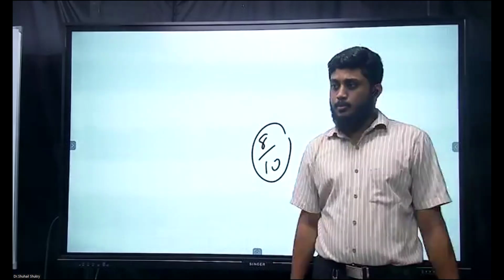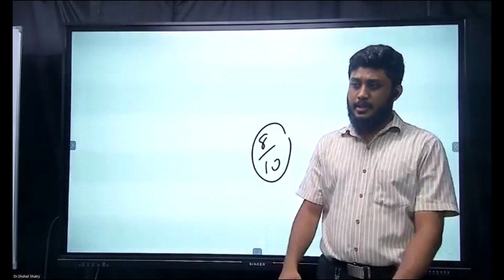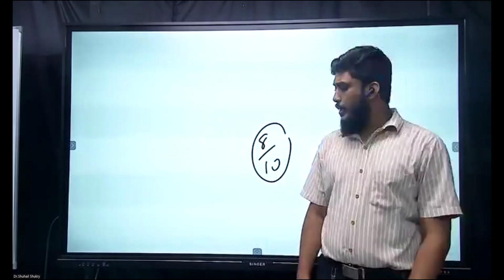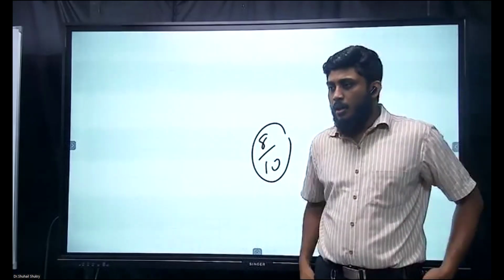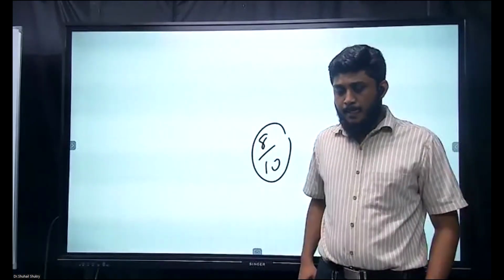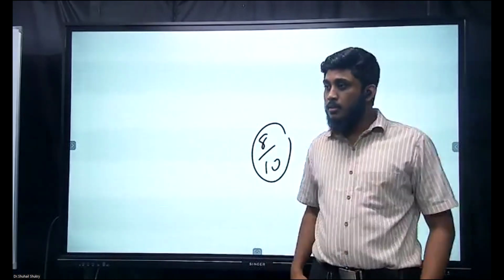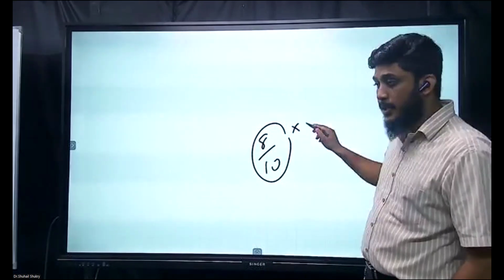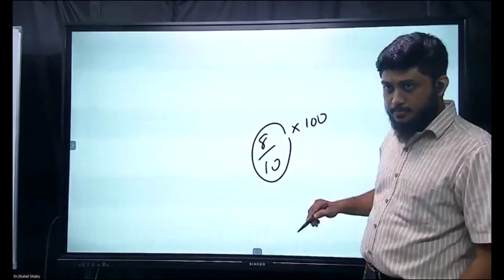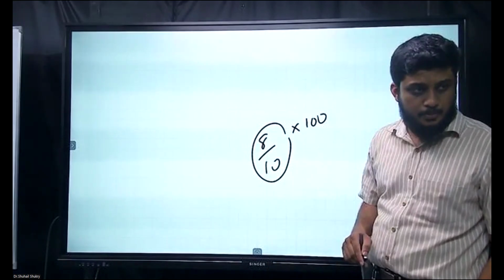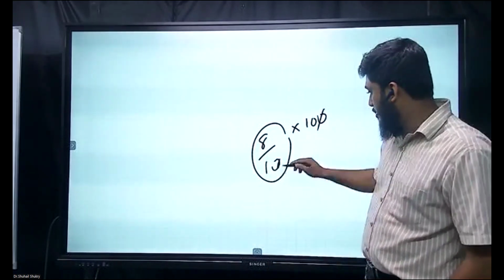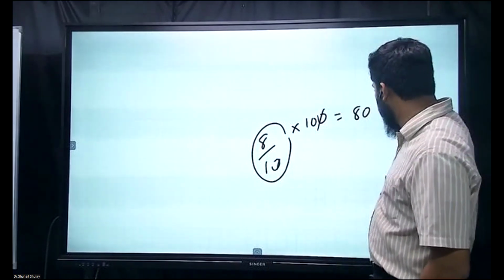Now they want to convert this. Properly understand the meaning of this, and it will be very easy. 8 over 10 means out of 10 you have scored 8. If they want to give this as a percentage out of 100, what will they do? Multiply this by 100. Percentage means multiplying by 100. So you will cut this 0 and this 0, then you will give the marks as 80%.